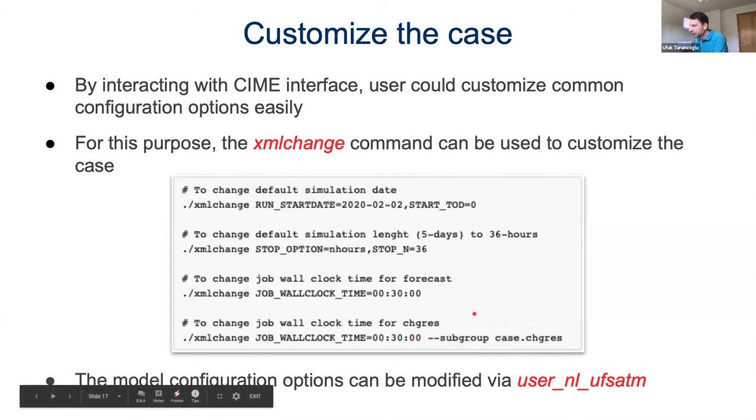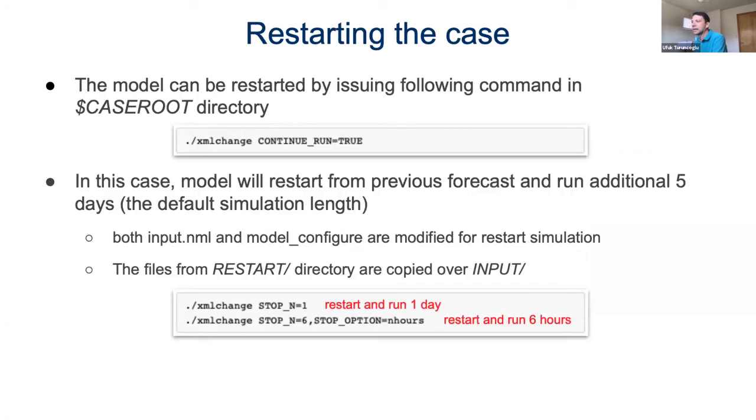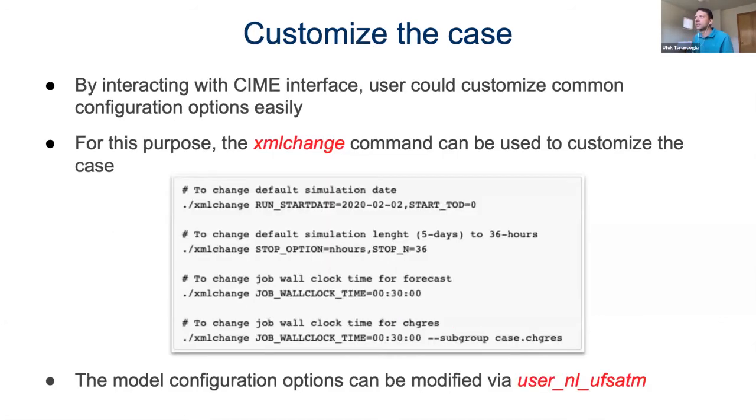The model configuration options can also be modified by user NL UFS ATM. I will give more detail about this user NL UFS ATM, but again, you can put a particular configuration option in this file, and then this file will be used to overwrite your input NML and model configure.